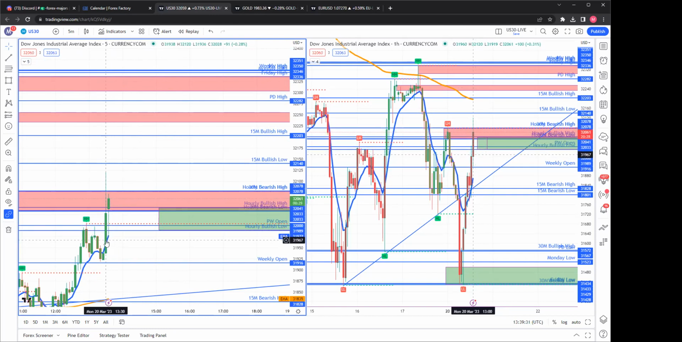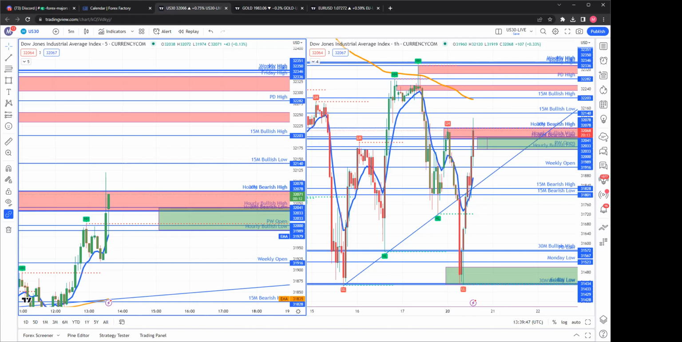Just remember, today is Monday, so it's bound to have a lot of manipulation. And remember, for me, the overall bias is still bearish, and we also have a bearish high here. So if you're going to take this trade, I would recommend using a 20 pip take profit instead of a 50 pip. So it looks like it's going to close.